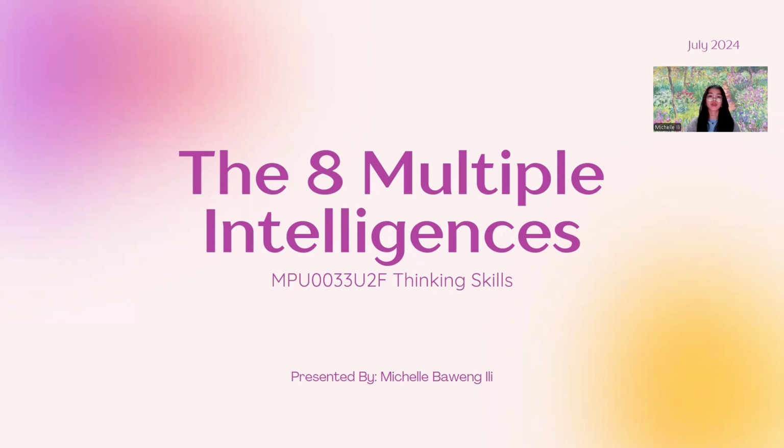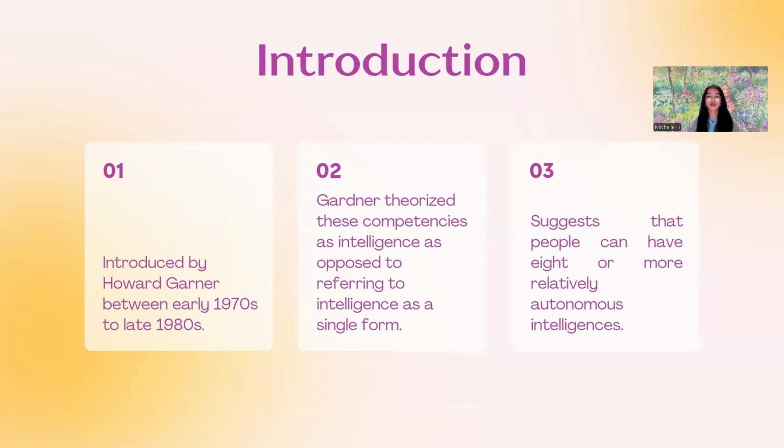This is my presentation for Assignment 1, the 8 multiple intelligences. Just a brief introduction to the topic. The 8 multiple intelligences was introduced by Howard Gardner between the early 1970s and late 1980s. He theorized that there are competencies as intelligence, as opposed to referring to intelligence as a single form. In his theory, he proposes 8 competencies, which will be shown in the next slide in an infographic.